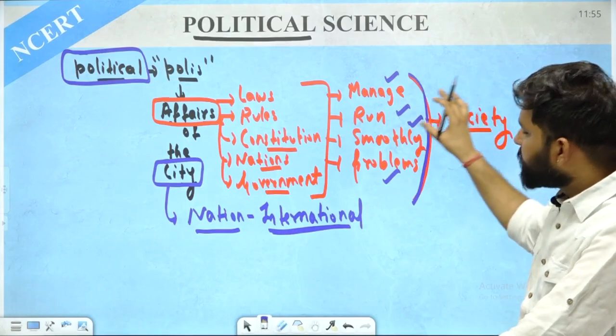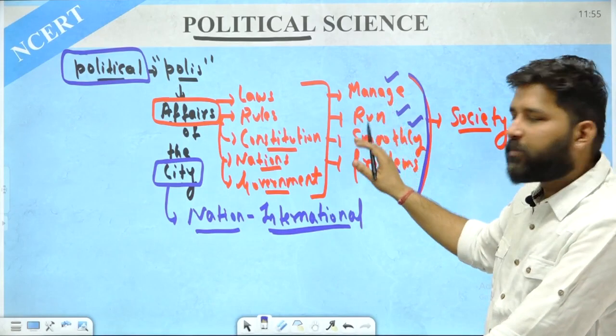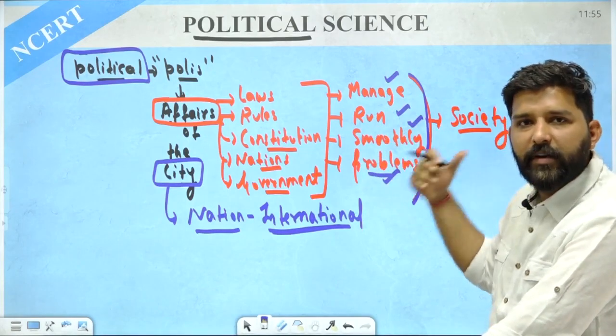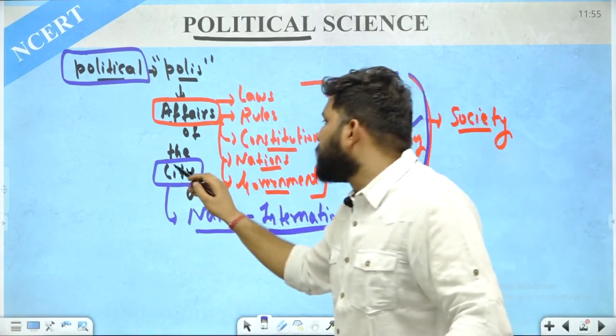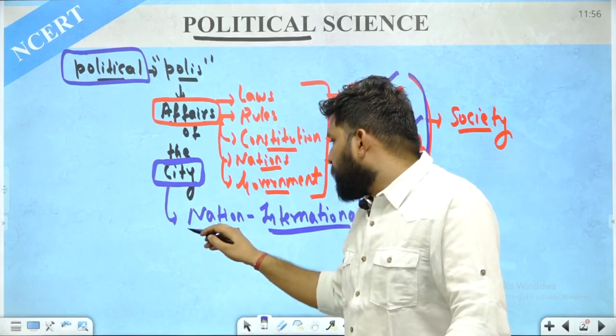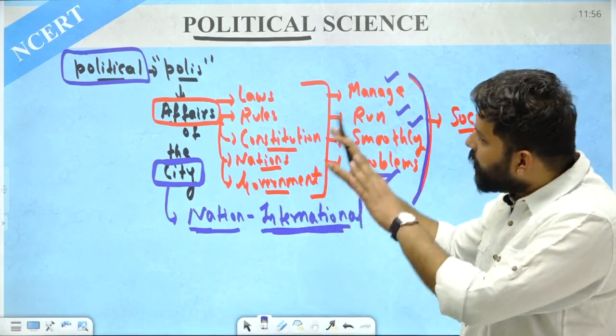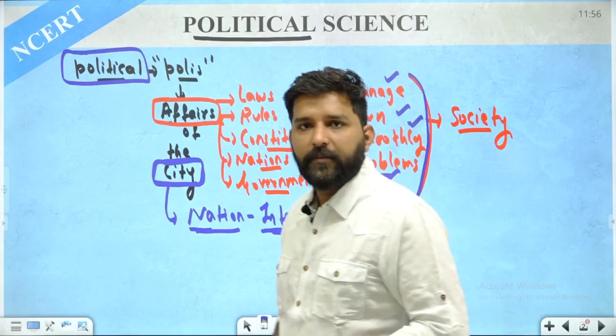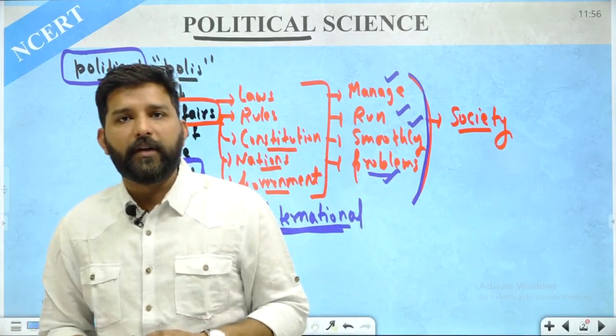Why? For managing the society properly, for running the society properly, for solving the problems which are prevalent in societies. And again, if we look at the area of political science, it has widened with time. From nations to the international level, we study all kinds of affairs in political science. So this is the meaning of the word political.